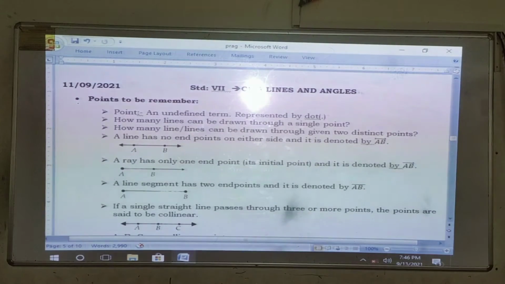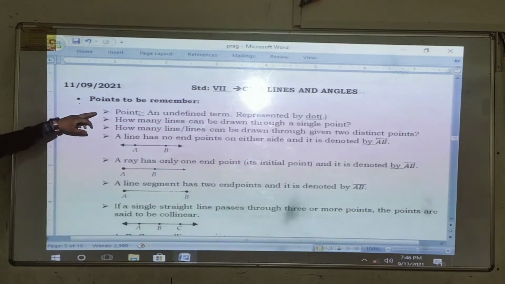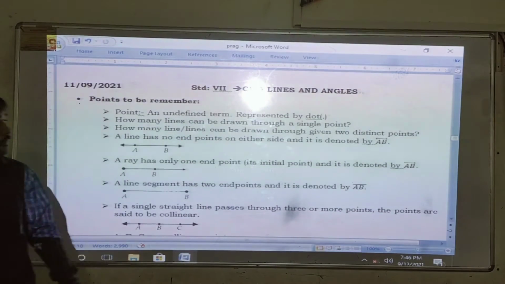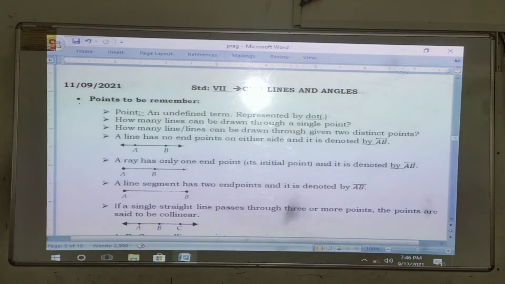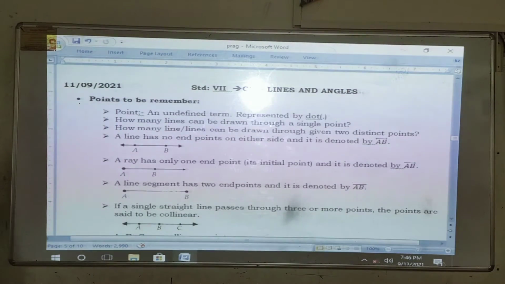So, good morning. Let's take a quick recall on what we have learned before 2 or 3 days. The first point, what is a point? That is an undefined term represented by a simple dot, and if we want to represent it in space, then we can use capital alphabets. Small alphabets are not required, right? Capital alphabets are used.